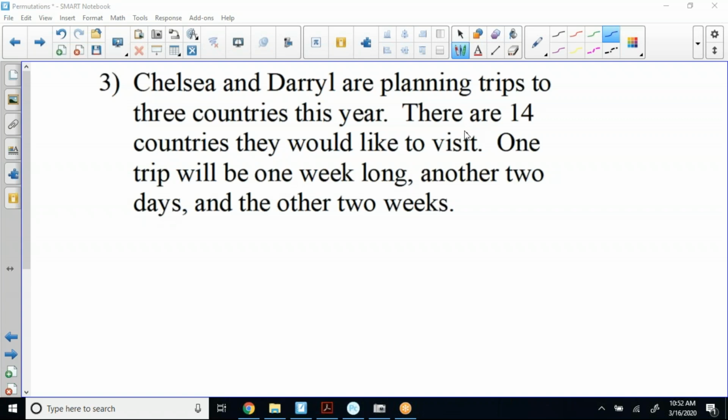So they're planning trips to 3 countries this year. There are only 14 countries they'd like to visit. One trip would take 1 week, 2 weeks, and the other is 3. So if we look at this, I'm saying N is 14, but R is 3. They're only planning to visit 3 countries out of the 14, right? I don't really care if they're 1 week, another 2 days, and the other 2 weeks. That's kind of irrelevant.